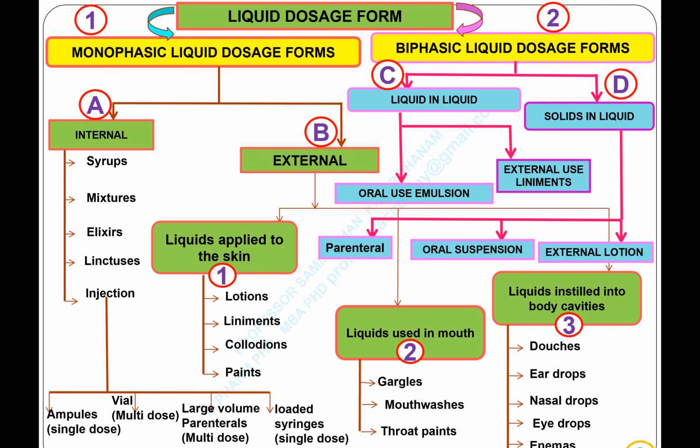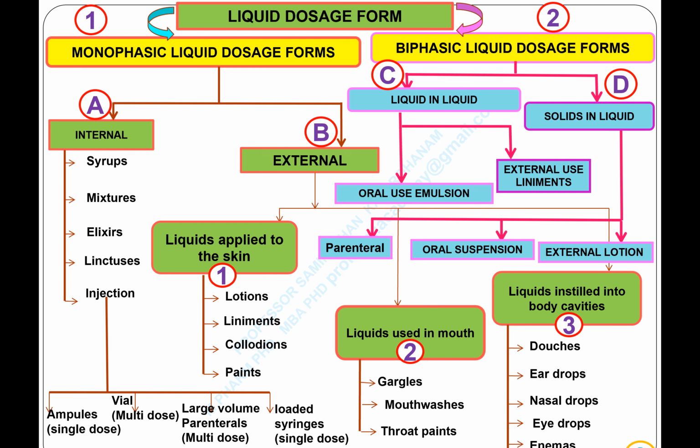External monophasic liquid dosage forms are further divided into 1. Liquids applied to the skin, for example, lotion, liniment, collodions, paints. 2. Liquids used in the mouth, for example, gargles, mouthwash, throat paints. 3. Liquids instilled into body cavities, for example, douches, ear drops, nasal drops, eye drops, and enemas.